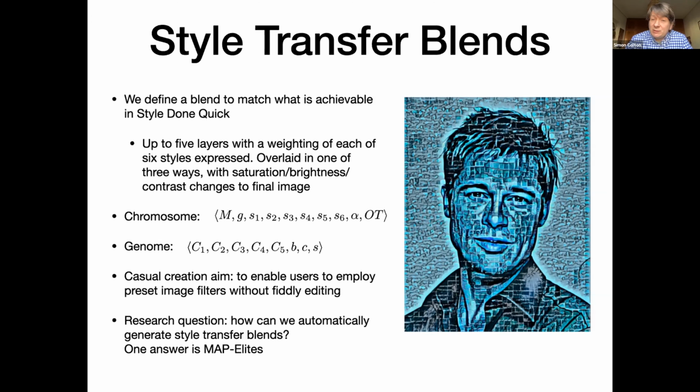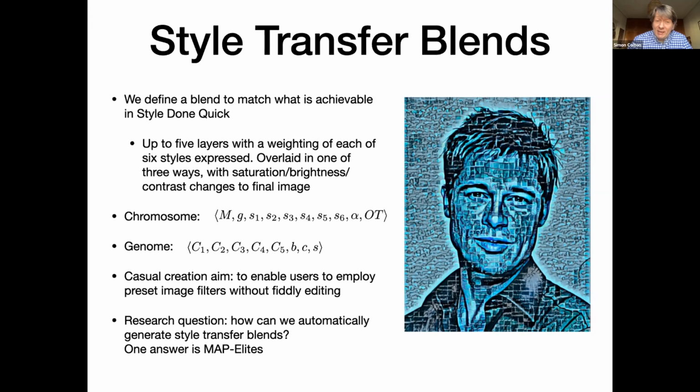So we are enabled to define our chromosome as having a model M, a grain in terms of the detail or the size of the pattern being applied, G, then 6 style weightings, S1 to S6, the alpha of the amount of overlay, and the OT, which is the overlay type, whether luminosity, multiply, or a top. And then because we've got these 5 different layers, we can have a genome consisting of, a genotype consisting of 5 chromosomes plus a brightness, contrast, and saturation level.